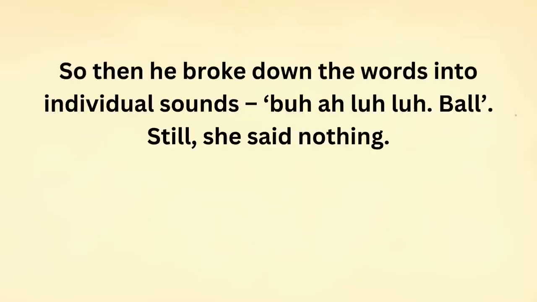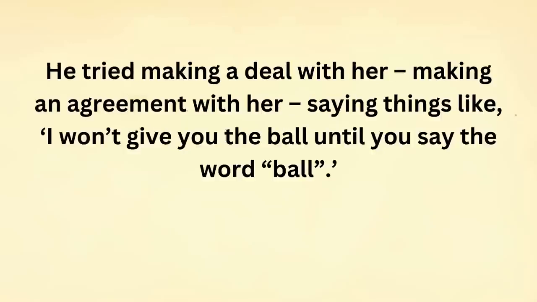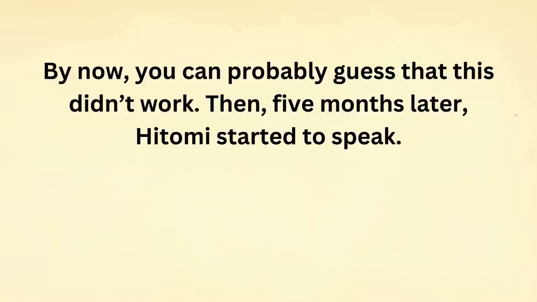So then he broke down the words into individual sounds: ba, a, la, ball. Still, she said nothing. He tried making a deal with her, making an agreement with her, saying things like, "I won't give you the ball until you say the word ball." By now, you can probably guess that this didn't work. Then, 5 months later, Hitomi started to speak.